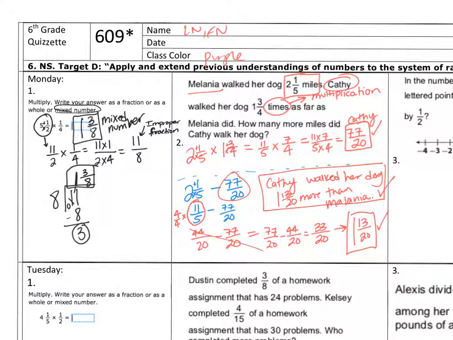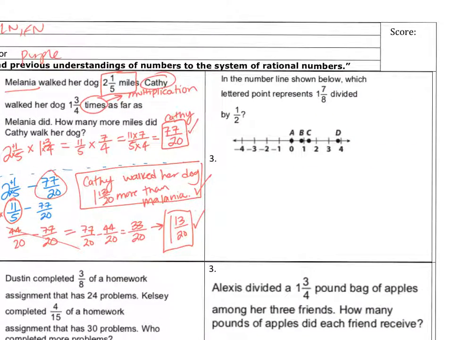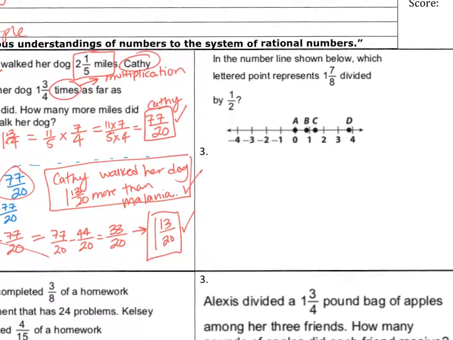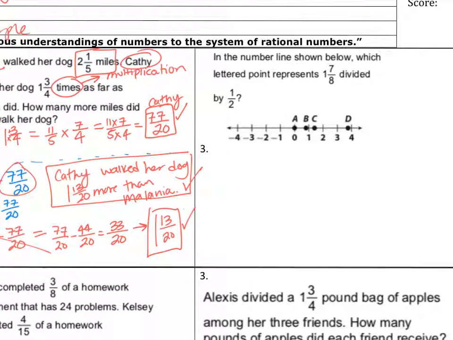Number 3, it says, in the number line shown below, which letter point represents 1 7/8 divided by 1/2? So we have to solve this first. So we have 1 7/8 divided by 1/2. And I'm going to show you 2 ways to solve this. So I'm going to split this up. This is version 1, and this is version 2. Let's do version 1. Version 1 is a traditional method.